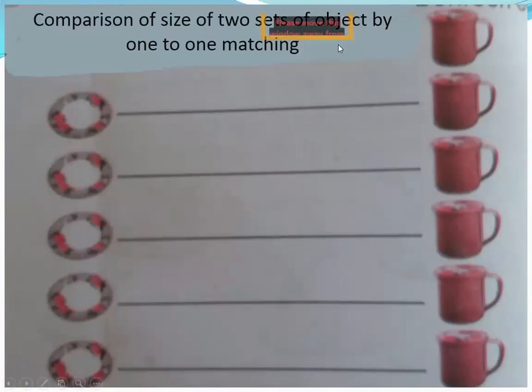Comparison of the size of two sets of objects by one-to-one matching. Now let's draw a line from object to object between each pair of cup and saucer. These are the saucers and these are the cups. When we match the saucer with the cup, we start from here. This cup is matched with this saucer. This cup is matched with the other saucer.